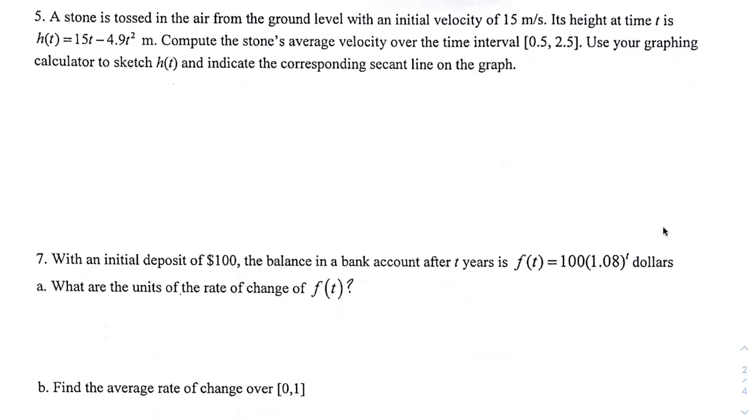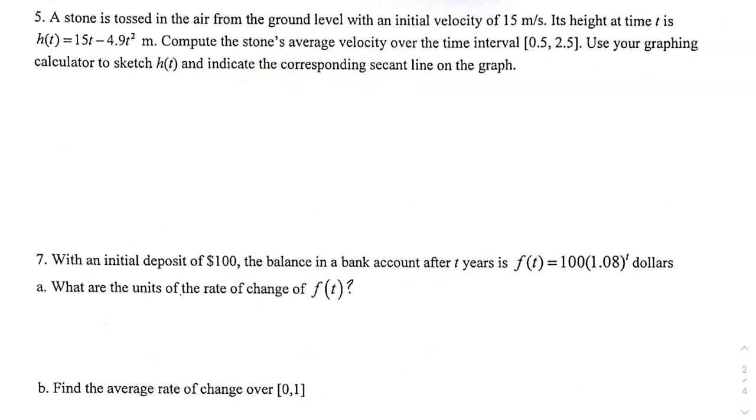Next one. A stone is tossed in the air from ground level with an initial velocity of 15 meters per second. Its height at time t is given by this. So this is our position function in meters. Compute the stone's average velocity over the interval 0.5 to 2.5. Using your graphing calculator, sketch h of t, and indicate a corresponding secant line on the graph.